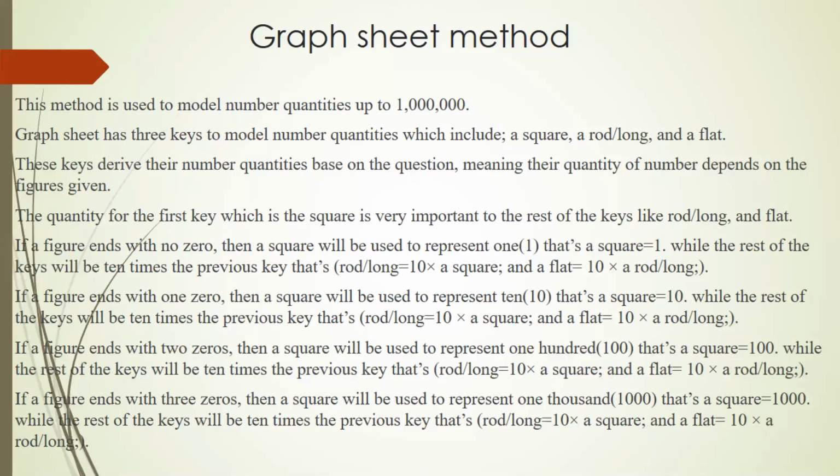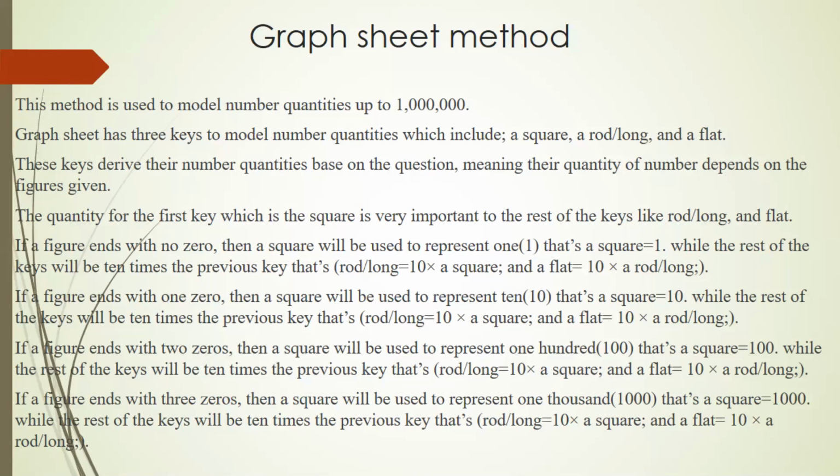The graph sheet method means that we only use the graph book to model the quantity given. This method is used to model number quantities up to 1 million. Like I said, for number quantities, we have only two methods that we can use to deal with that. The first one is the multi-base block, where we use blocks to model in that order.